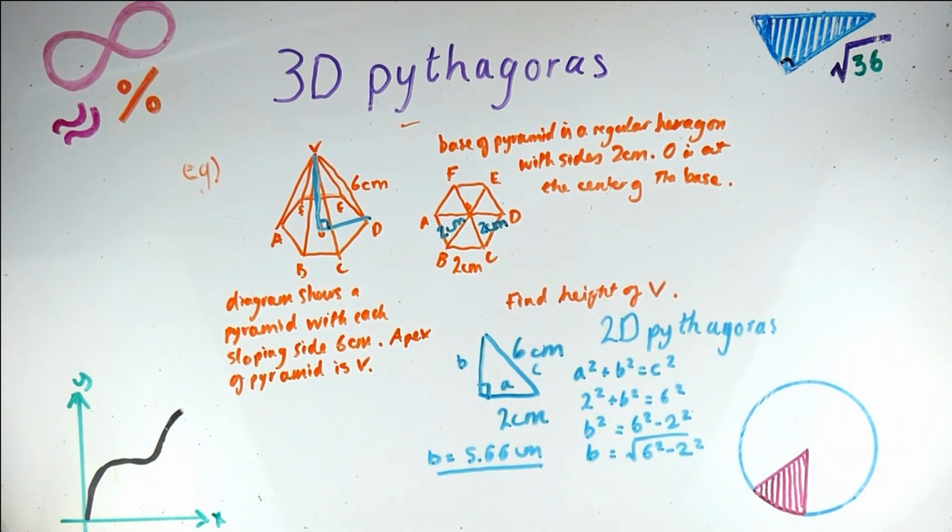centimetres. So as you can see, 3D Pythagoras can vary a lot, and sometimes it isn't even 3D Pythagoras, it's 2D. But the trick is, you've got to try and look for triangles within these shapes and how to get there.